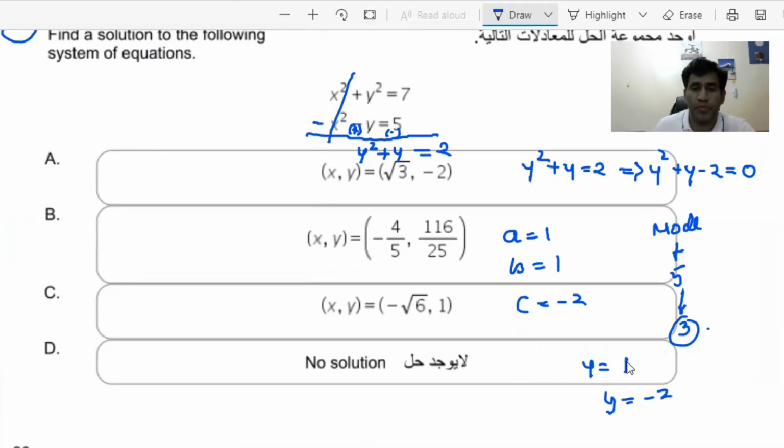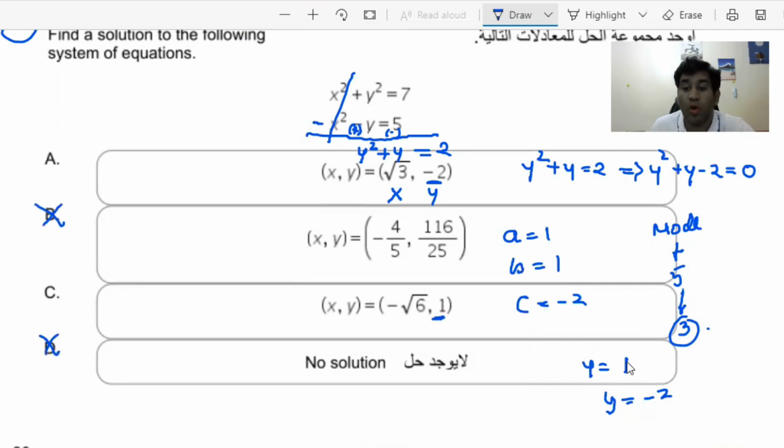Now according to the options, if you observe carefully, the first values are always x and the second values are y. So y is available as negative 2, and y is available as 1 as well. Yeah, so this is a trick. Look here, y is available as negative 2, and y is available as 1 as well. So your answer may be either A or C. B cannot be the answer, D cannot be the answer.